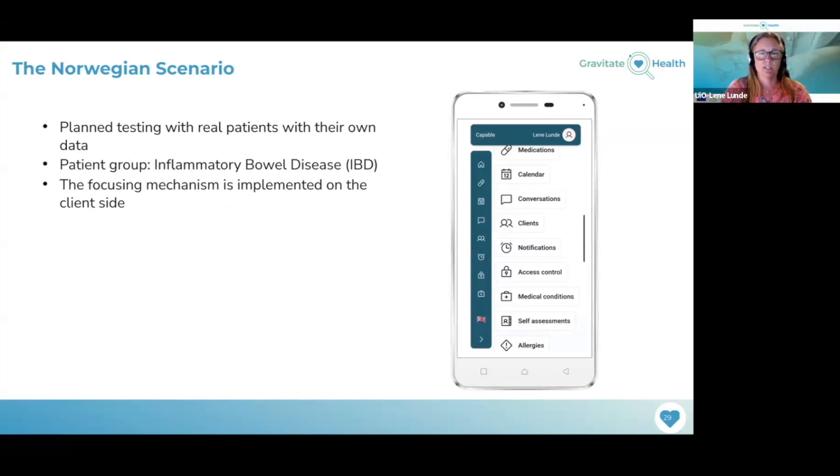This platform also has a client-side focusing mechanism. That means that it's not integrated into the EHR in the hospital, but the patient has to add their own data. And this is in compliance with our national legal privacy.